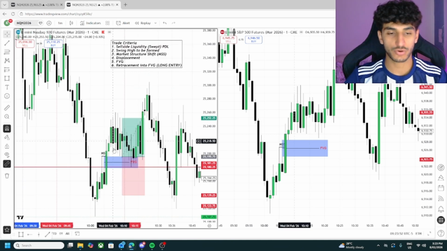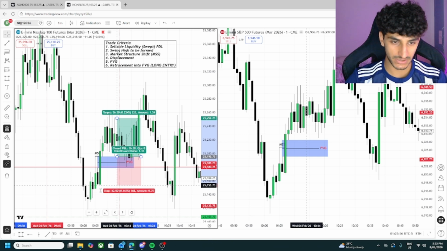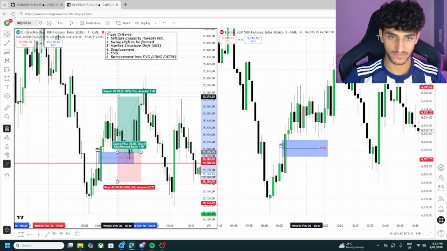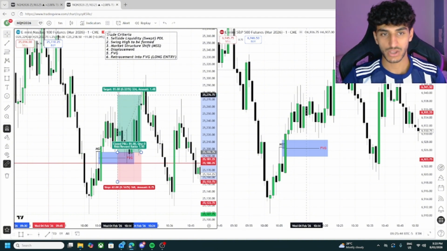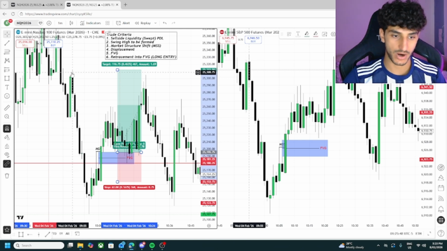Simple as that. Now, for our stop loss, we want to be placing our stop loss below the displacement candle's low. Now, for our target, we're going to be targeting the lowest hanging fruit. And as I always mention, we want to always be targeting our lowest hanging fruit, which is going to be this swing high right here.